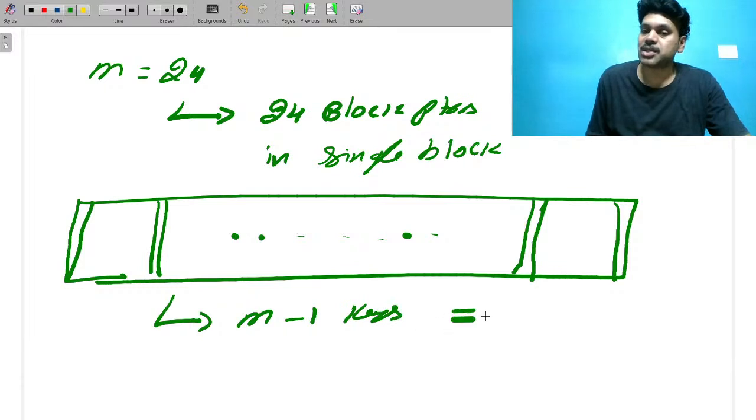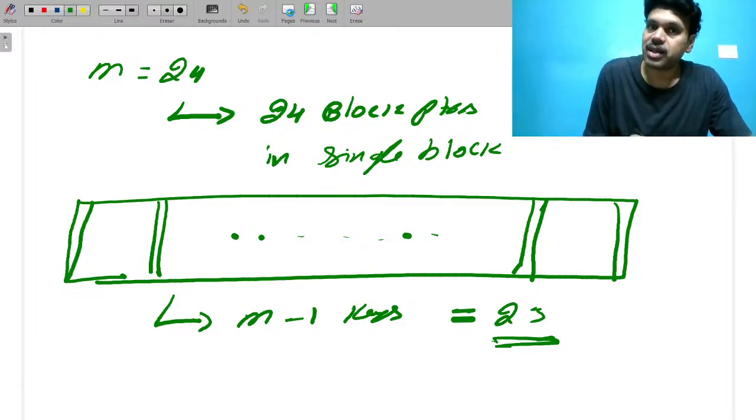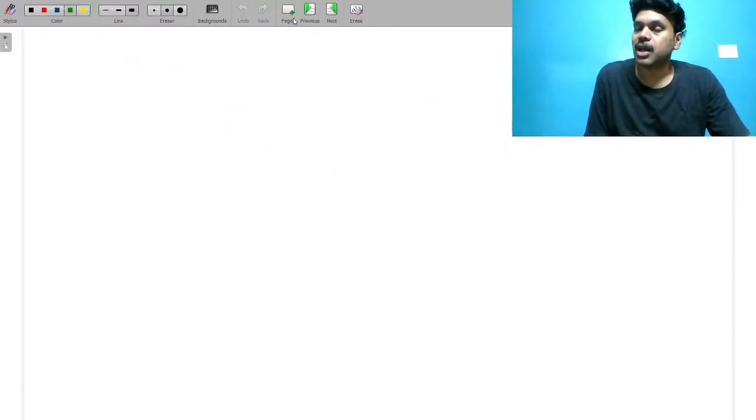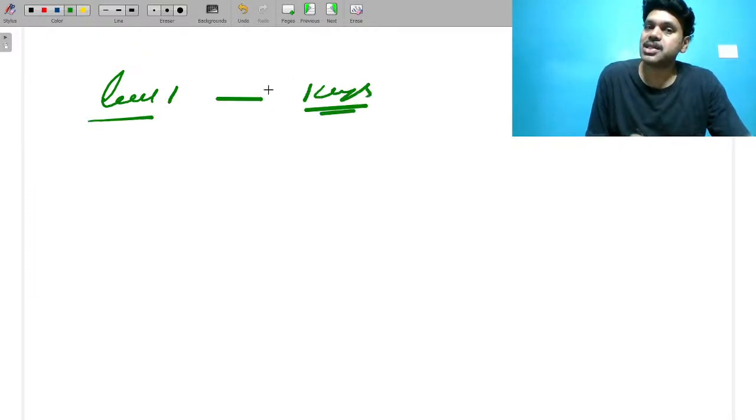So how many keys can I keep? At maximum 23 keys I can keep. So my dear friends, observe carefully how many records I can place up to a particular level. At level 1, how many keys can you insert? It's simple. 23 keys I can insert.